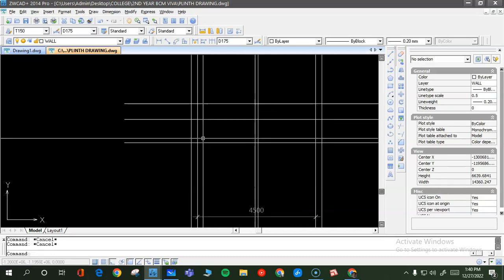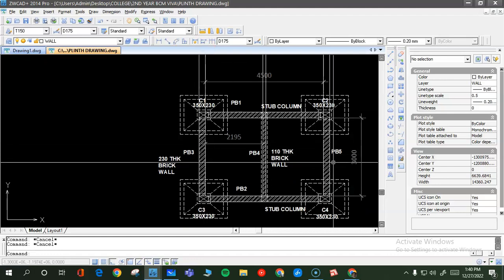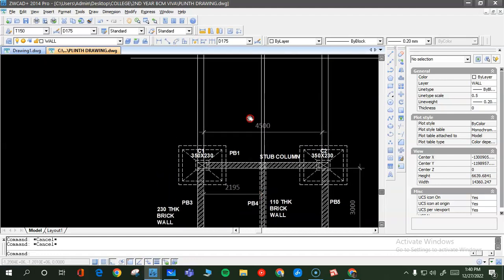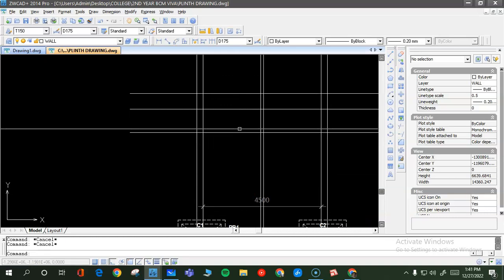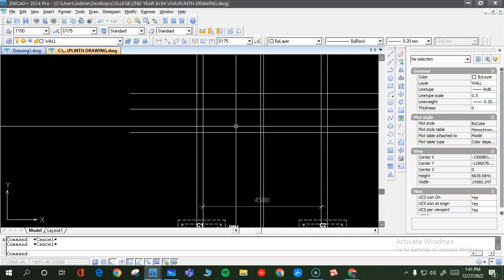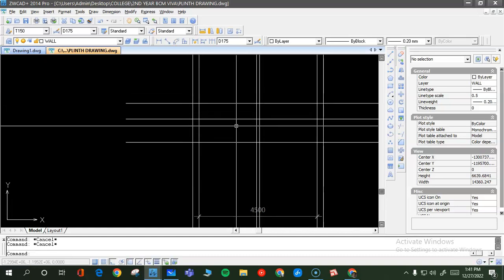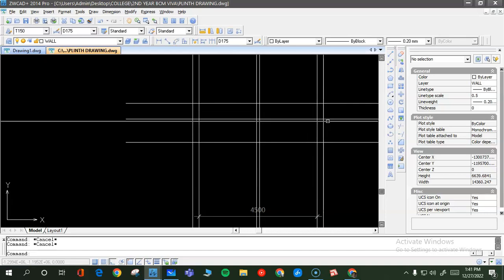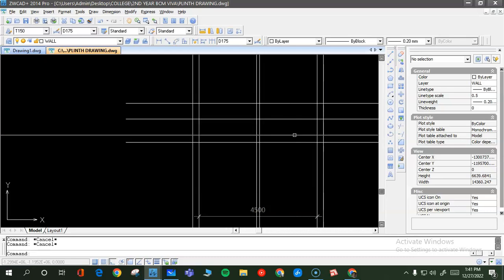Now you know that the external plinth beams, that is PB3 and PB5, are going to be placed in such a way that they are 150 above the ground level. I hope you remember what we have done in the college. So there is going to be a plinth beam here, there is going to be a plinth beam here, and there is going to be a plinth beam here also. Only this beam will be at the upper level and these two beams will be at the lower level.